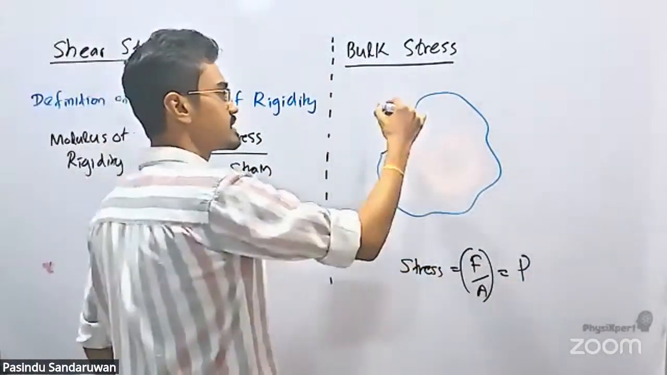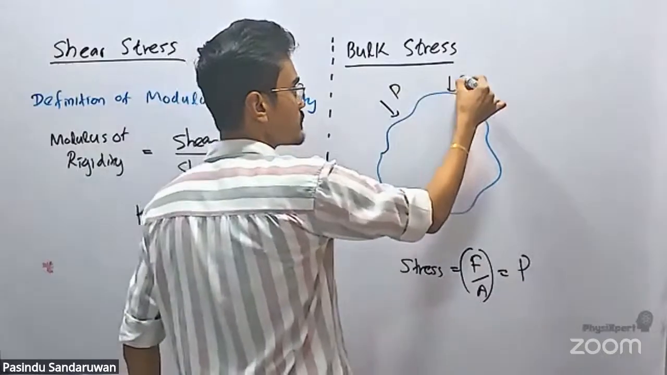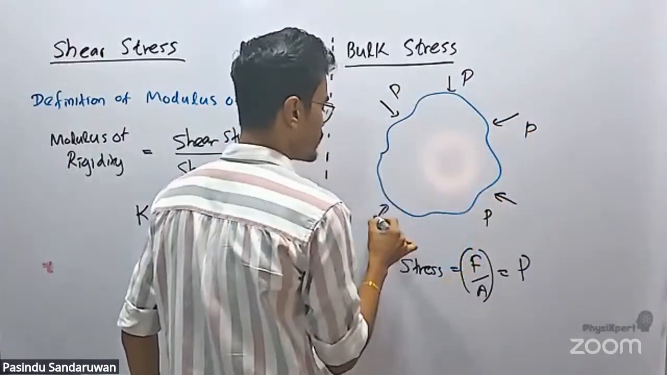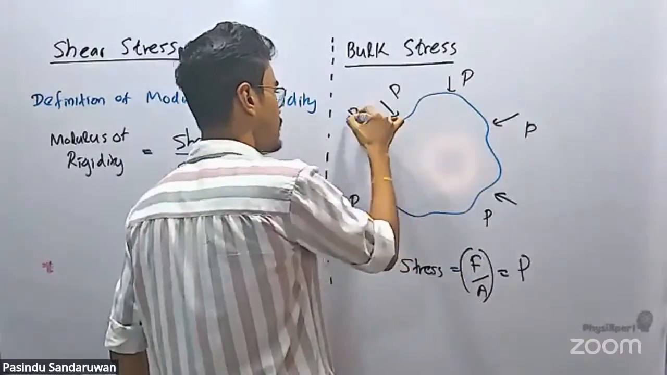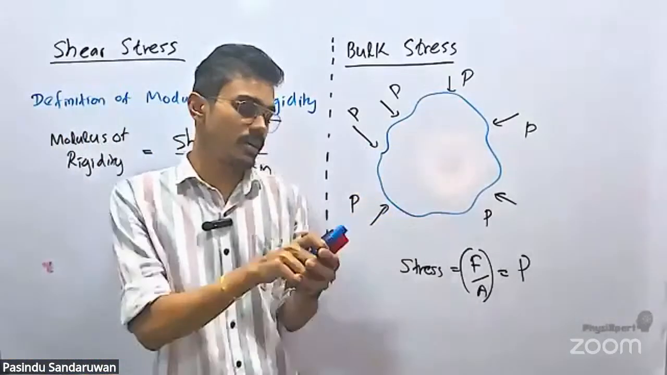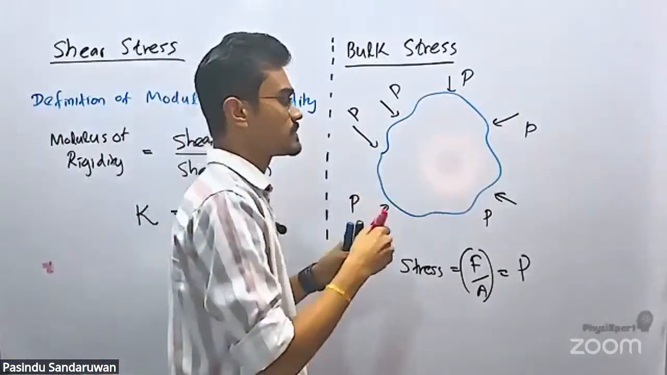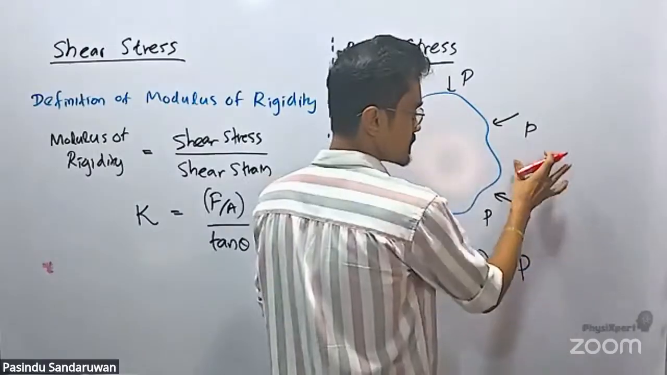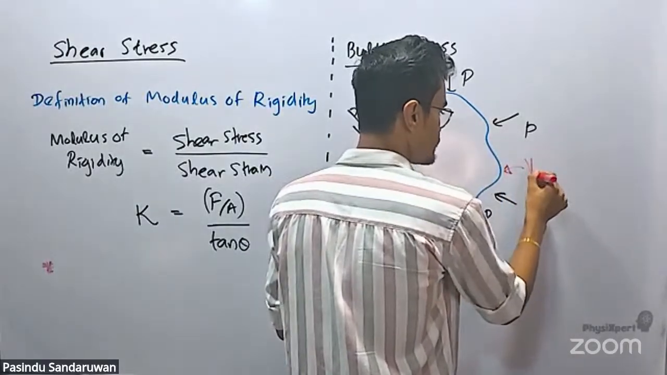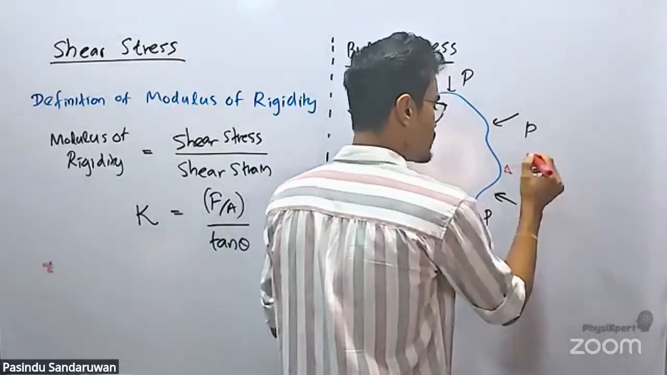So therefore, let's consider the pressure applied on this object as P. With this pressure, let's assume the initial volume of the object as V1. This is for any object, no?